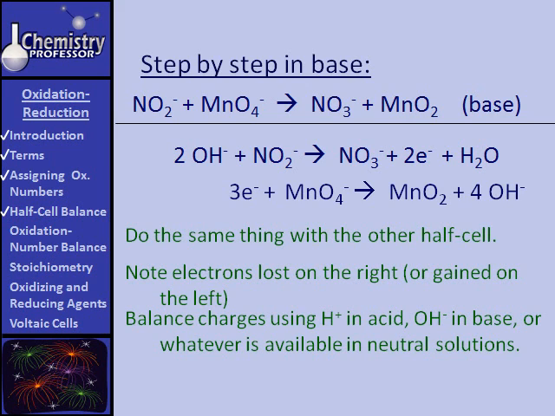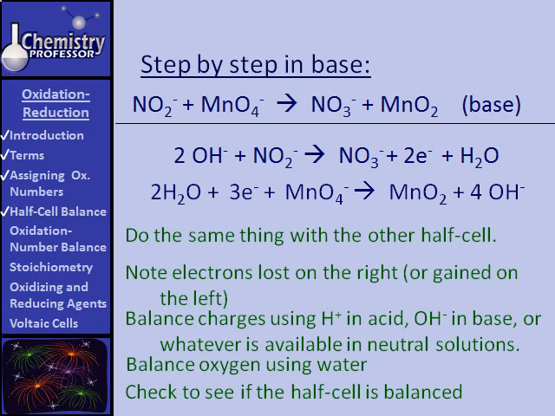What's the next step? We balance oxygen using water. There are 4 oxygens on the left. There are 6 oxygens on the right. So we need 2 waters on the left. Okay. Now how about everything else? Is it balanced? 4 hydrogens, 4 hydrogens. It appears to be balanced.